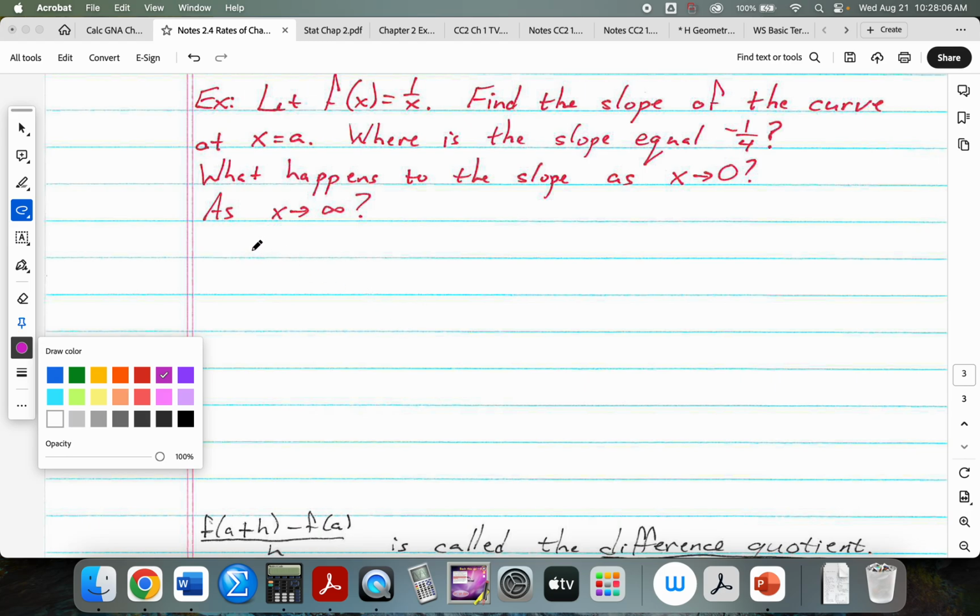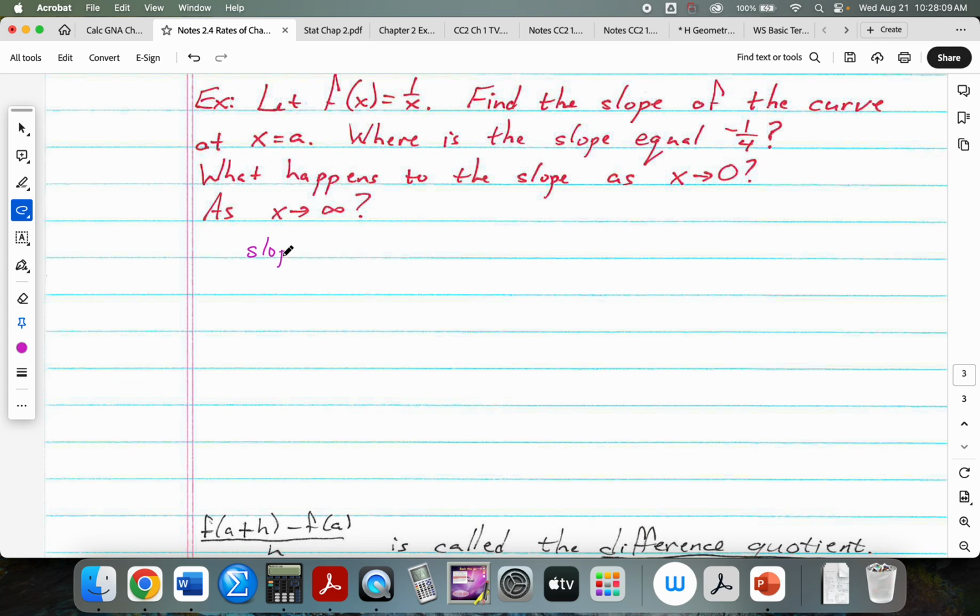So the slope at x equals a equals the limit as h goes to 0 of f of a plus h, so that'll be 1 over a plus h, minus 1 over a, all over a plus h minus a.